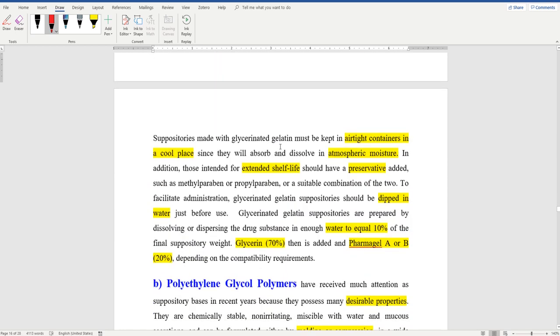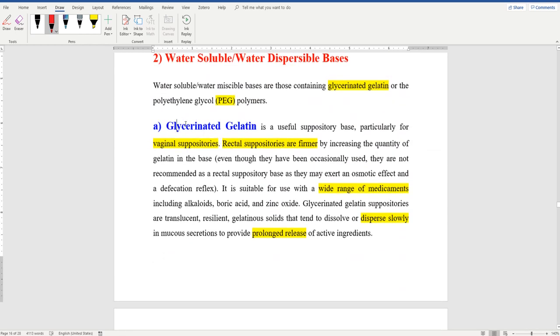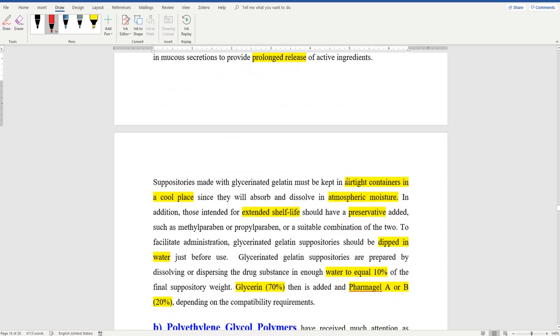Okay. Now the problem with this suppository is the glycerine. Glycerine is known to be hygroscopic. It loves water. It takes water. Whenever there is water, it absorbs water. So that's why you need to keep it in an airtight container and in a cool place. And again, I want you to know that these terms are important. When I say airtight, what does it mean? It should not allow air in or out. Okay. So what about dust and other particles? Of course, it's very tight. Okay.